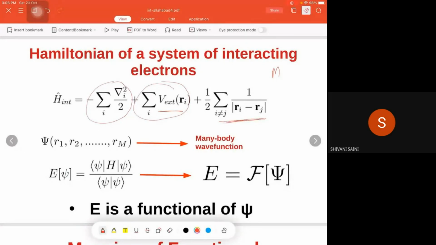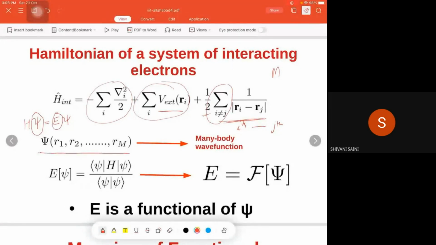which is due to, let's say, the ith electron interacting with the jth one. So you have to sum over all the pairs, whichever is possible. And this 1/2 is so that we don't double count. And we saw that if we, in principle, solve the many-body Schrödinger equation, if we find this thing and this thing, we are done. So this wave function is actually your many-body wave function.